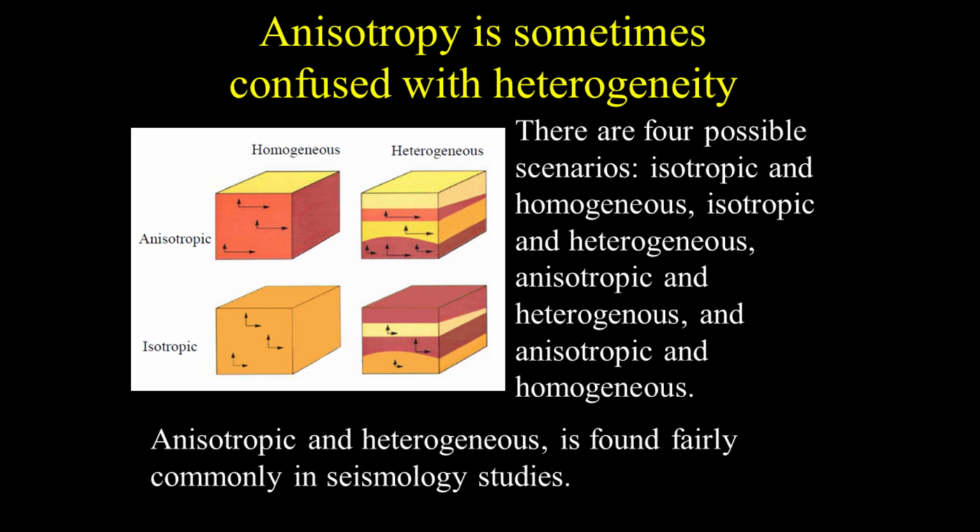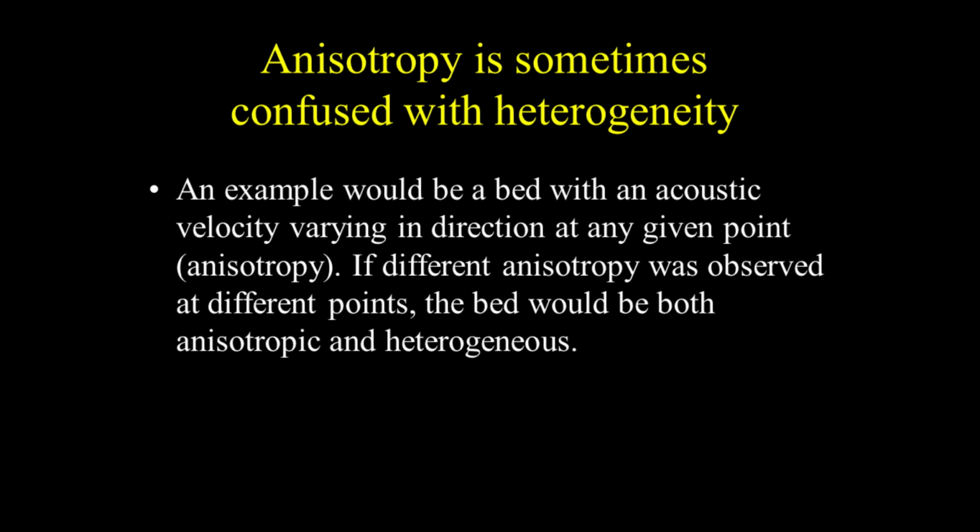Anisotropic and heterogeneous is found fairly commonly in seismology studies. An example would be a bed with an acoustic velocity varying in direction at any given point. If different anisotropy was observed at different points, the bed would be both anisotropic and heterogeneous.